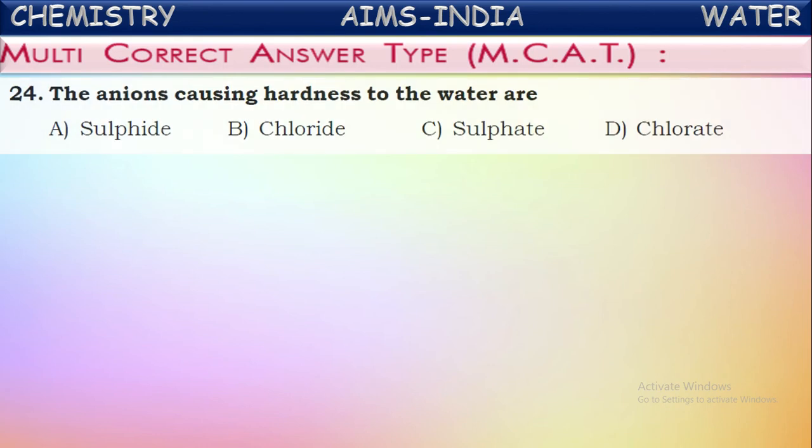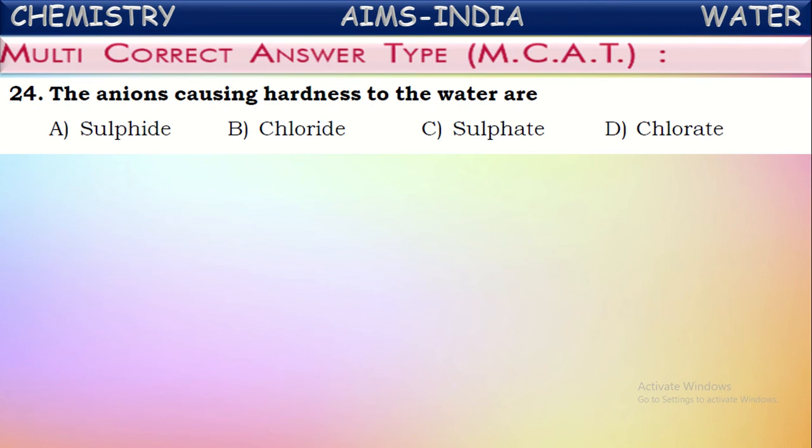See, the first one among these: the anions causing hardness to the water are. Yes, we have studied about hard water and soft water. The water which is ready to give lather with the soap solution is called soft water, and the water which won't produce foam with the soap solution, instead forming a scum-like precipitate, is called hard water.